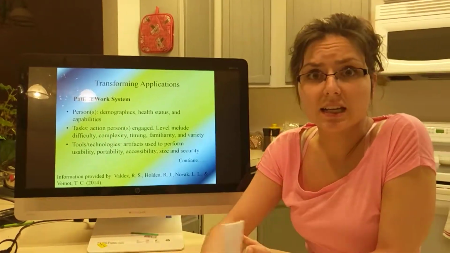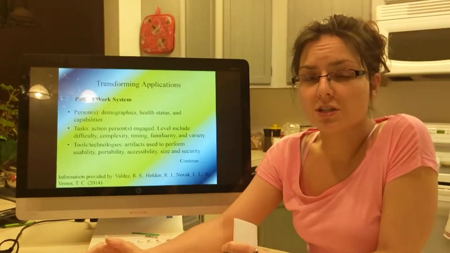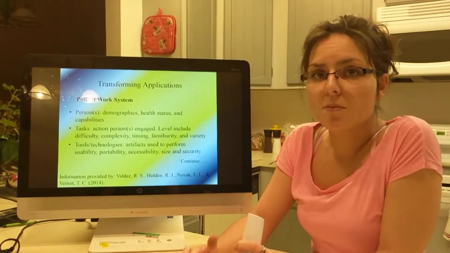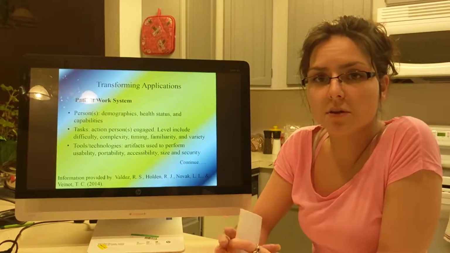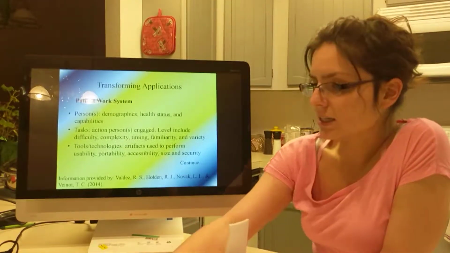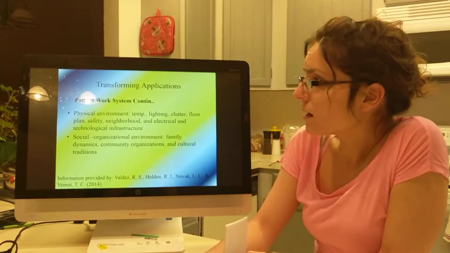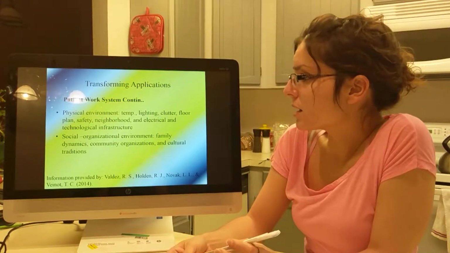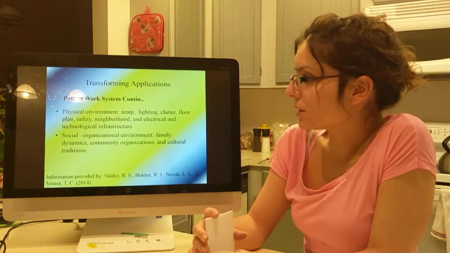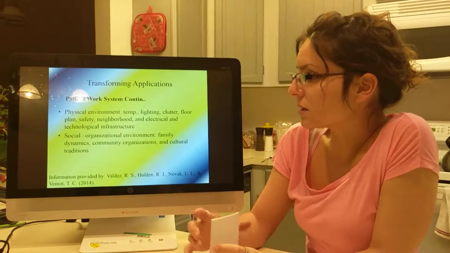These are just different things, like I said, you have to take into account for every single person. Not everybody was made the same. We're all made differently, so not everyone can perform the same job to the ability of someone else. So we're going to continue on the next slide because there's more. Here you have the physical environment: the temperature, the lighting, the clutter, the floor plan, the safety, the neighborhood, and electrical and technological infrastructures.